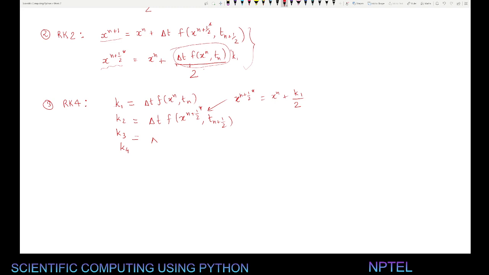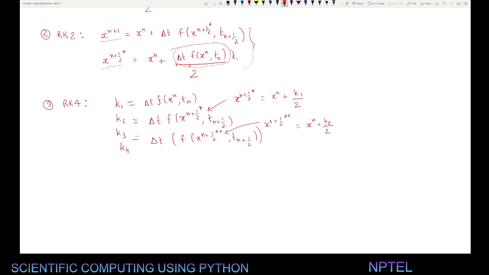Similarly, K3 is delta t times f of x_{n+1/2}, some other approximation of x_{n+1/2}, and t_{n+1/2}. Okay, and how do you get this approximation? Again, same thing. It's going to be x_n plus K2 by 2.